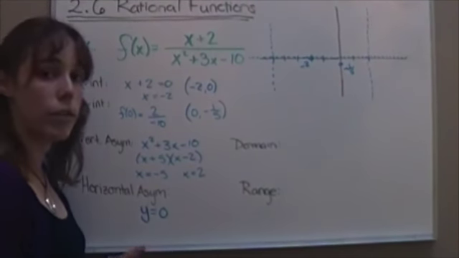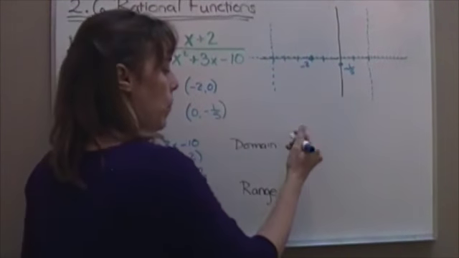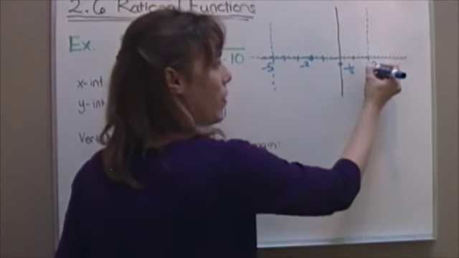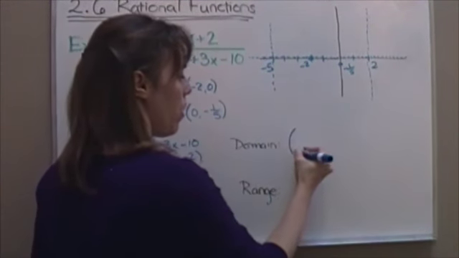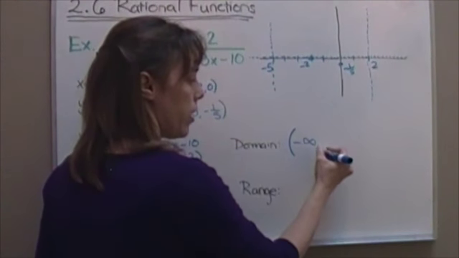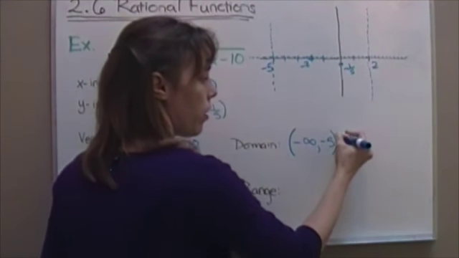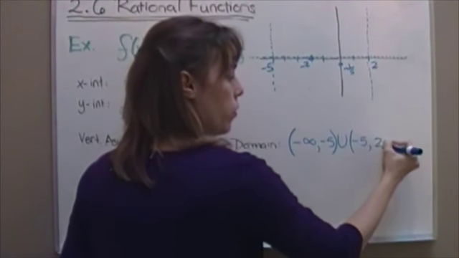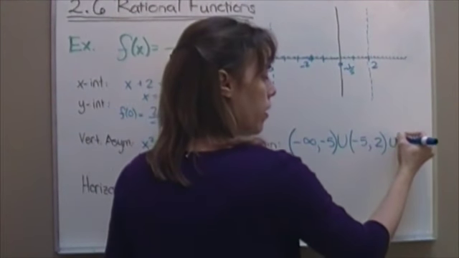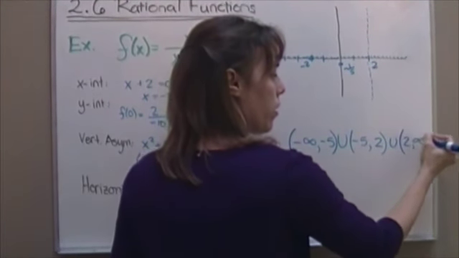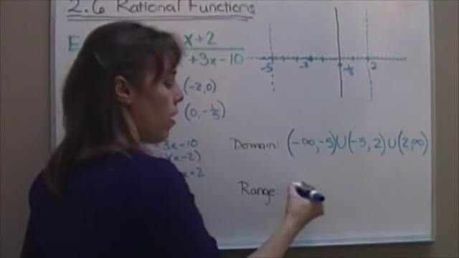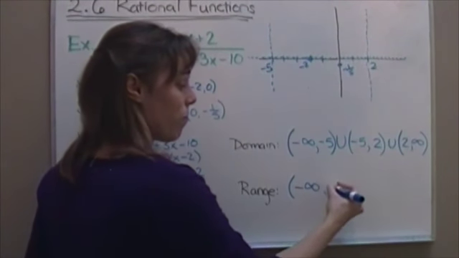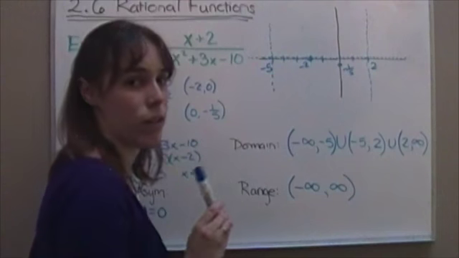Alright, we can fill in domain and range right now. My domain, well, clearly at negative 5 we have a problem, and at 2 we have a problem. So I can have a graph from negative infinity up to negative 5, but not including it. And then from negative 5 to positive 2, not including that. And then from 2 to infinity. So I'm going to claim, but my graph will bear it out, that my range is all real numbers. We need to fill in the rest of the graph and make sure.